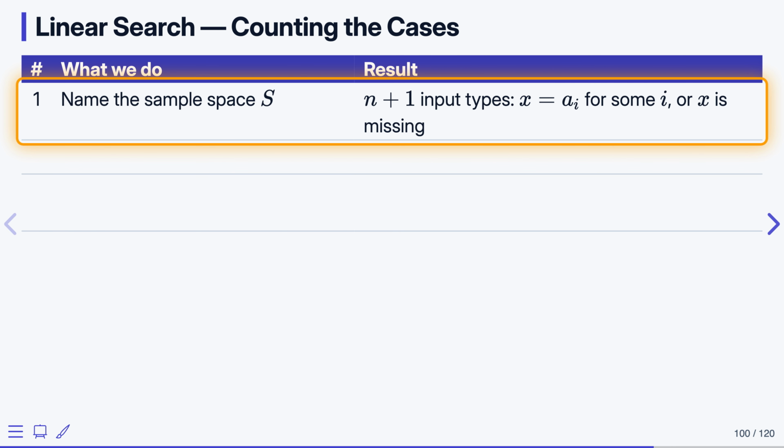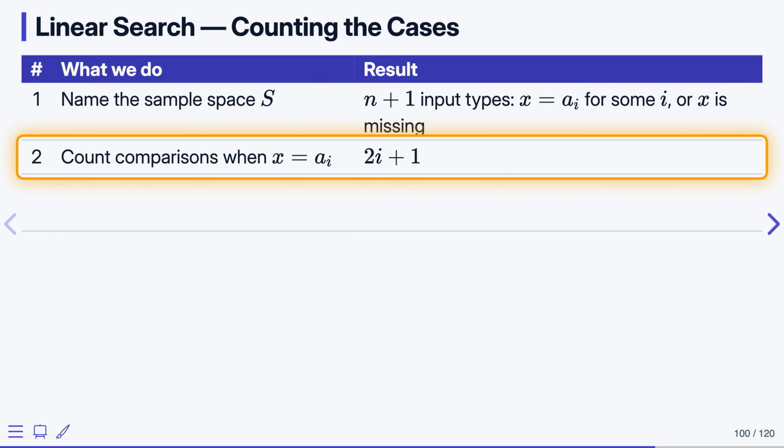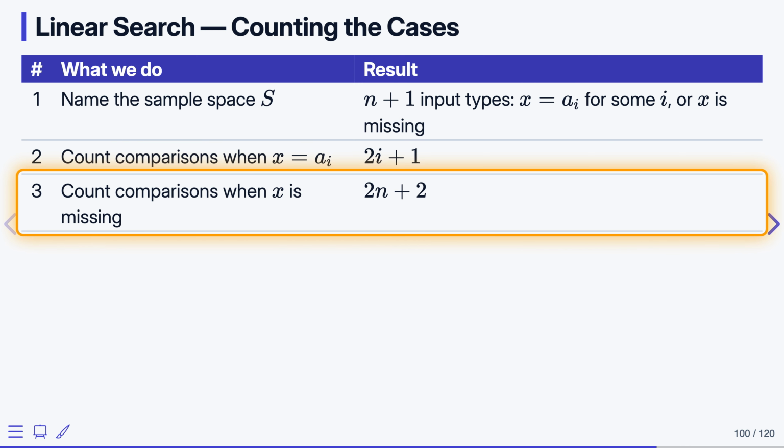Step 1. Name the sample space. There are n plus 1 input types. Either x sits at one of the n positions or x is not in the list at all. Step 2. If x is at position i, the loop runs i times and each round makes two comparisons, plus 1 at the end. That is 2i plus 1. Step 3. If x is not in the list, the loop runs all the way through, using 2n plus 2 comparisons.